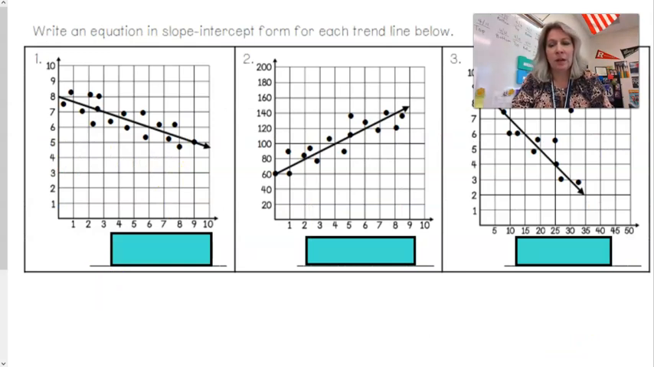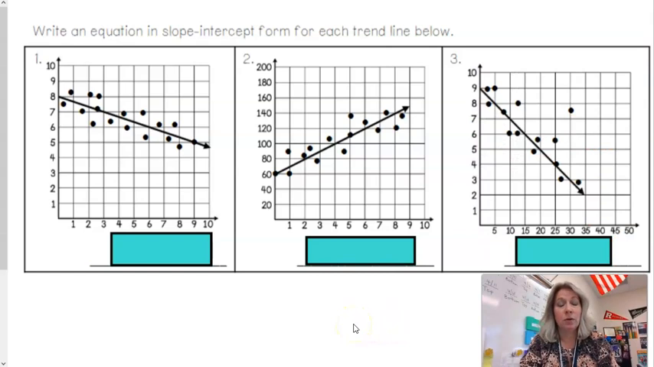All right, so here we have three examples of scatter plots where they've drawn a trend line for each of these three scatter plots. Each of these little dots on the coordinate plane represents a piece of data, x, y in parentheses, an ordered pair. Somebody took the time to draw this trend line within the middle of these points or pieces of data. So in number one, I can see all those little dots everywhere, and somebody drew a trend line within the mix. What we're going to do is write an equation in slope-intercept form for those trend lines that are shown.